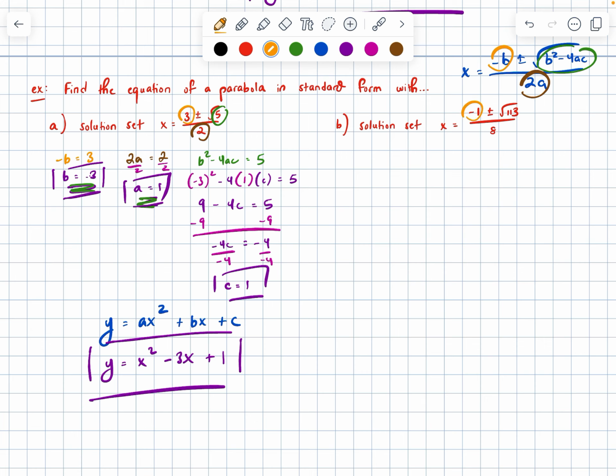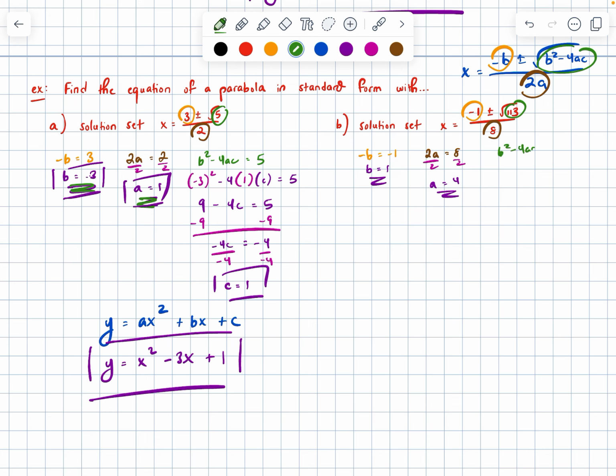Okay, once again, the negative 1 is in the negative b slot, the 8 is in the 2a slot, and the 113 is in the b squared minus 4ac slot. Let's see what doing some substitution can reveal for us. So first of all, in the negative b slot is negative 1. Flipping both of my signs here reveals that b should be equal to positive 1. Same thing for 8, which is in the 2a slot. If I divide both sides by 2, that reveals that my value of a should be positive 4.